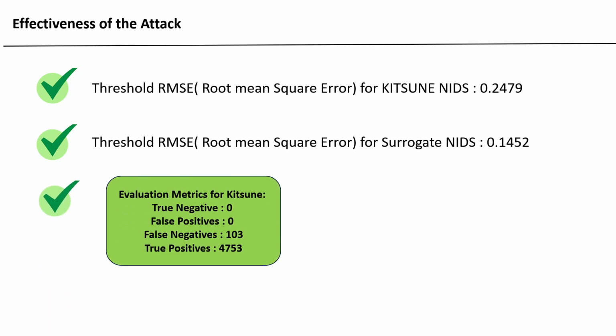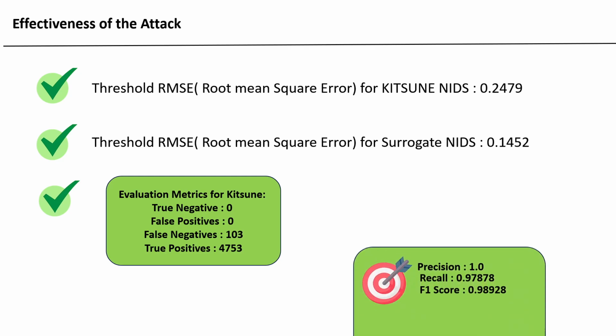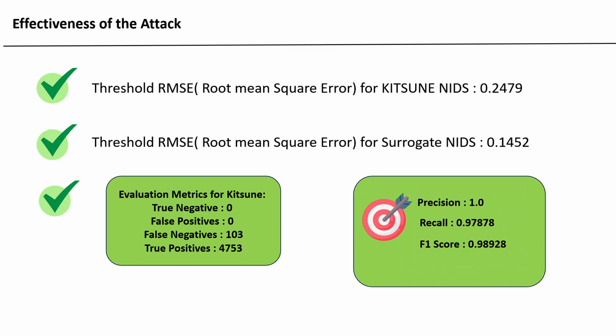Now, the evaluation metrics for Kitsune show that most of the adversarial packets are identified as benign traffic. Hence, the true positive value is quite high. As a result, precision, recall, and F1 score of the attack are high. This shows that the attack is effectively working in our case.